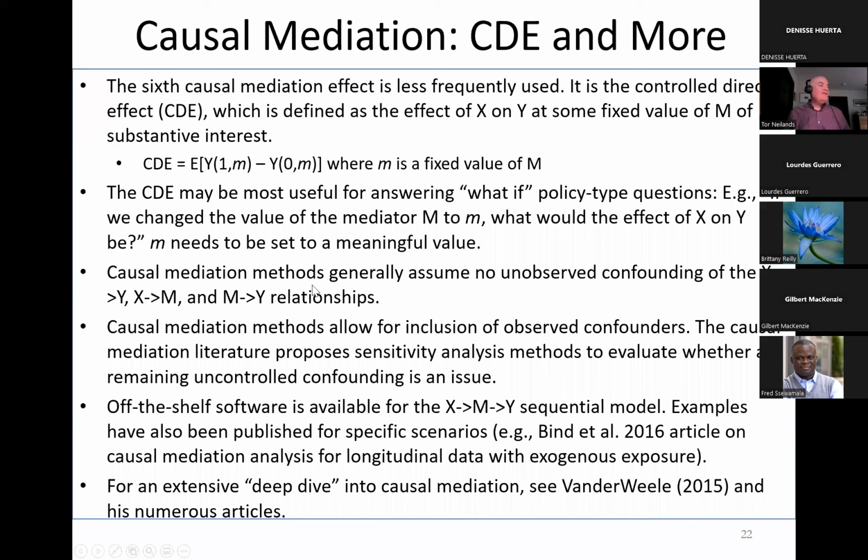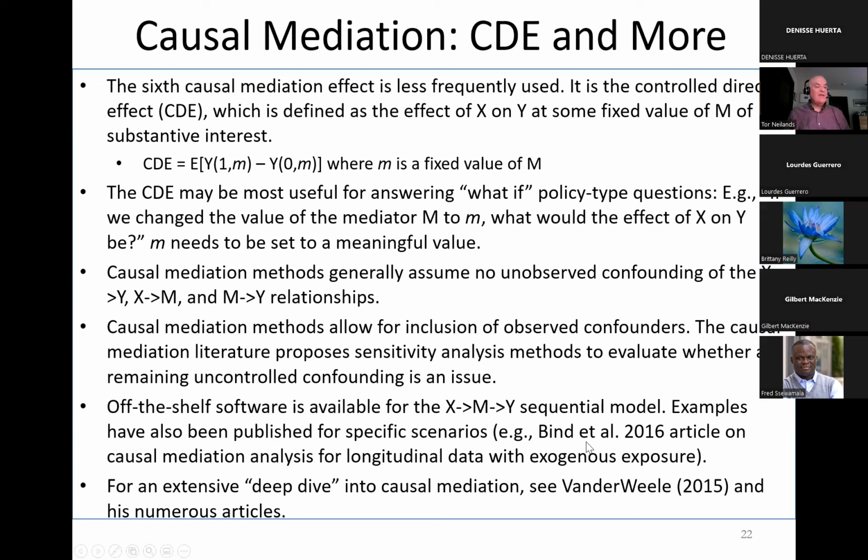So causal mediation methods do generally assume no unobserved confounding between the X to Y, X to M, and M to Y relationships, but they do allow for inclusion of observed confounders, and the causal mediation literature does propose sensitivity analysis methods to evaluate whether any remaining uncontrolled confounding is an issue. There is off-the-shelf software available for the X to M to Y sequential model, as I was mentioning a few slides back. Examples have also been published for specific scenarios.